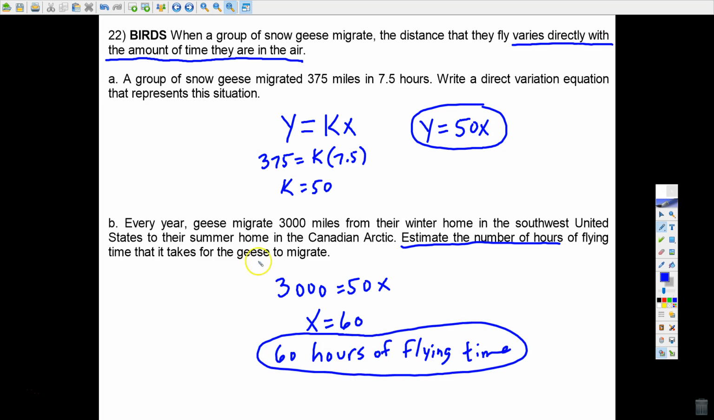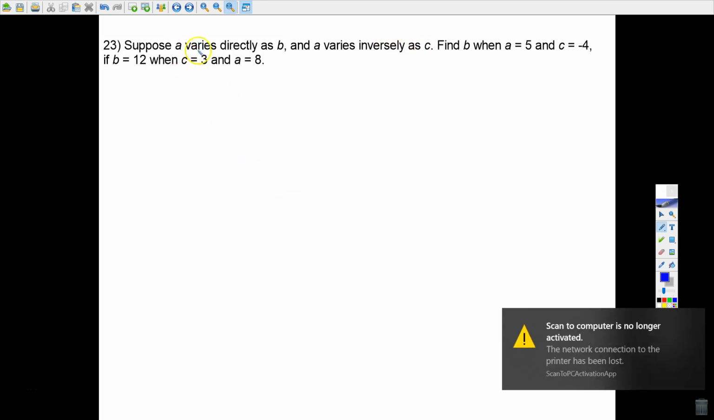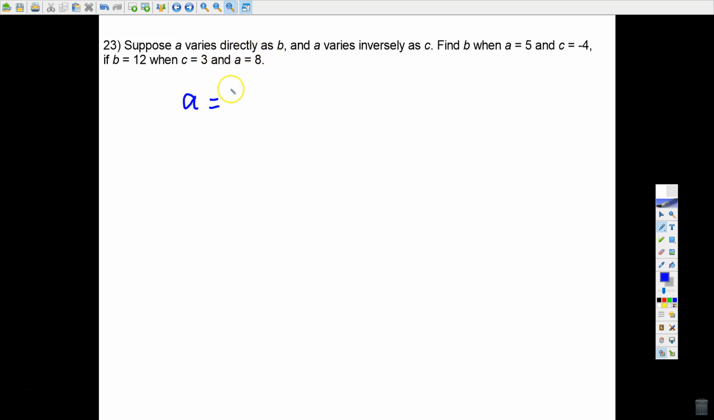Okay, very good. That wasn't too bad. So let's keep on moving. Here's number 23. This is a combined variation problem. Notice A varies directly with B, and it also varies inversely with C. So let's just set it up. First of all, A varies directly as B. That would look like this. A equals K times B. And then it also varies inversely as C. So all we have to do is take what we've written here and show division by C. Inverse variation means divide. Direct variation means to multiply by K.